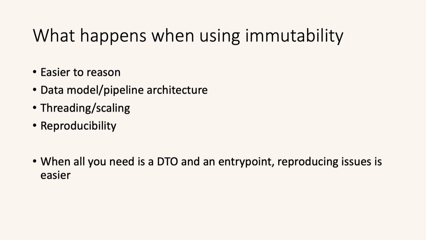So what happens when we start using immutability, regardless of whether it's just a small library, the whole front end, or the entire back end? The one thing that jumps to mind is it's easy to reason about. Why is it easy to reason about? If nothing changes, you have nothing to reason about. Like, this is a constant.